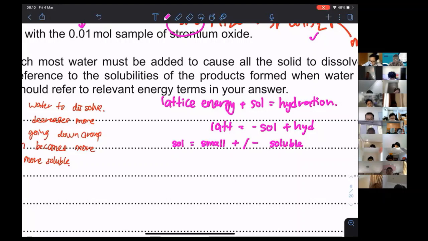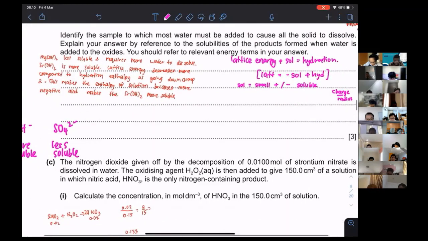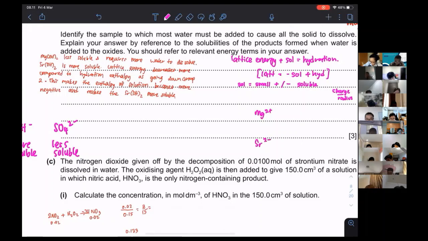Now, using this formula, you do not need to really show the formula at all. You just need to know that lattice energy and hydration depend on charge over radius. More charge, more lattice energy; less radius, more lattice energy, and so on. So when you go down the group, for hydration and lattice, we know that magnesium ion and strontium ion, let it be for hydroxide or sulfate, doesn't matter.